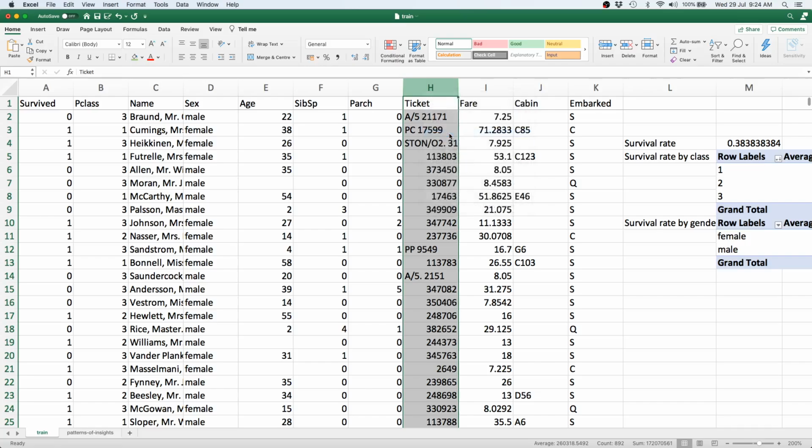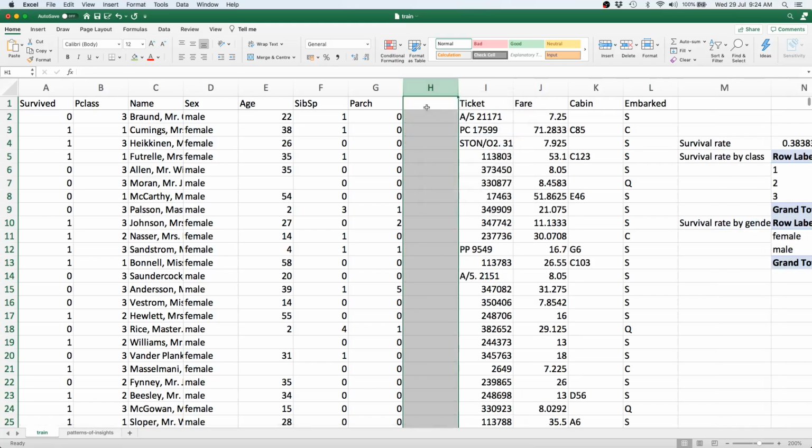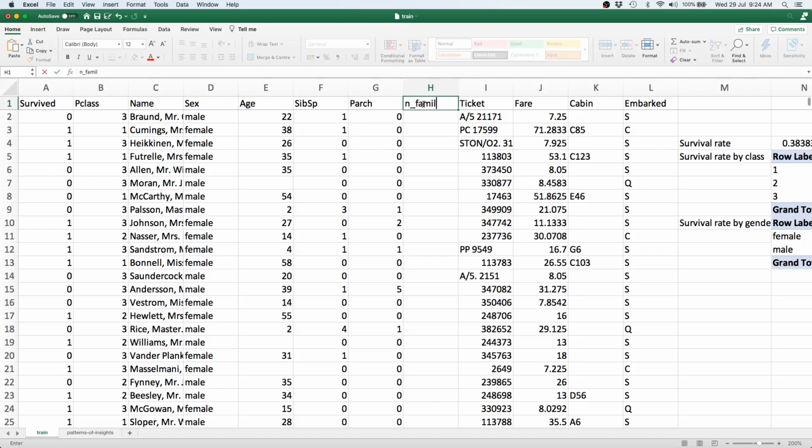So let's insert a particular column that gives us this value. Let's simply call it n underscore family, which is the number of family members you have, and then we can simply do sum of this column plus this column and we press enter. So there it is. This particular person, which is Mr. Owen Harris Braund, had one family member on the Titanic.